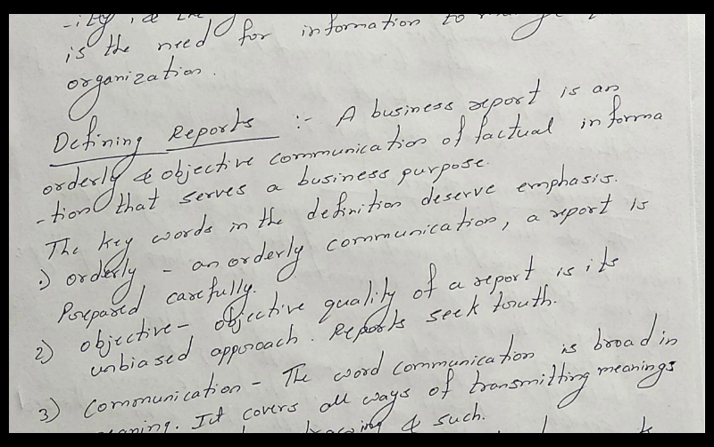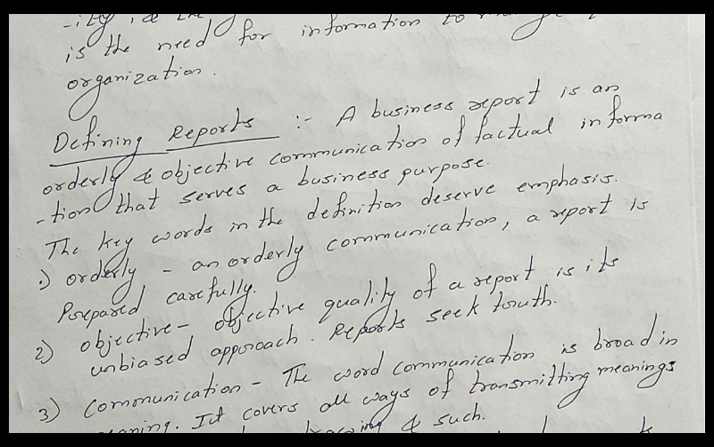Objective will be there. The objective quality of a report is its unbiased approach. So what you have to do here is you should not show partiality. You have to go for an impartial approach. Is it clear? The reports seek the truth, so based on the truth you have to write it. That's why they say that the quality of the report is its unbiased approach. It depends on the impartial approach, because reports seek the truth.